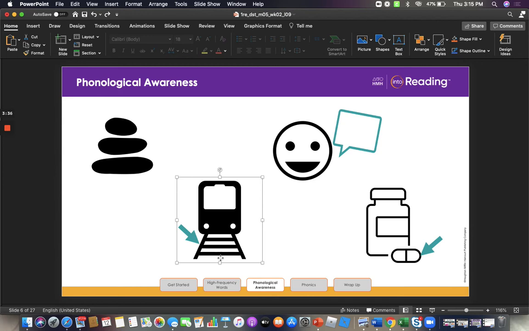Add r after the t in tide. Tried. Add s to the beginning of tone. Stone. I have a picture match. Add t after the s in sick. Stick. No picture match. Add s to the beginning of peak. Speak. I have a picture match. All right, good job.